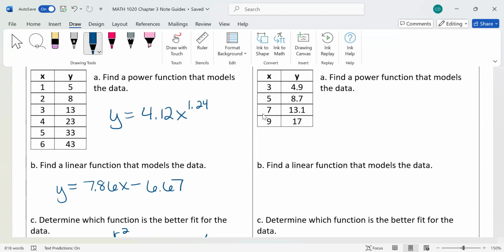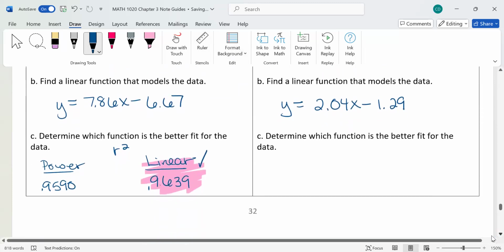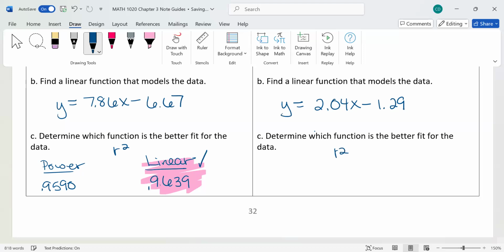So our power model was y equals 1.40x raised to the power of 1.14. The linear was y equals 2.04x minus 1.29. And let's look at our R squared values. Make sure you label them off to the side somewhere so you know which one goes with which. And always take it out to 4 decimal places.